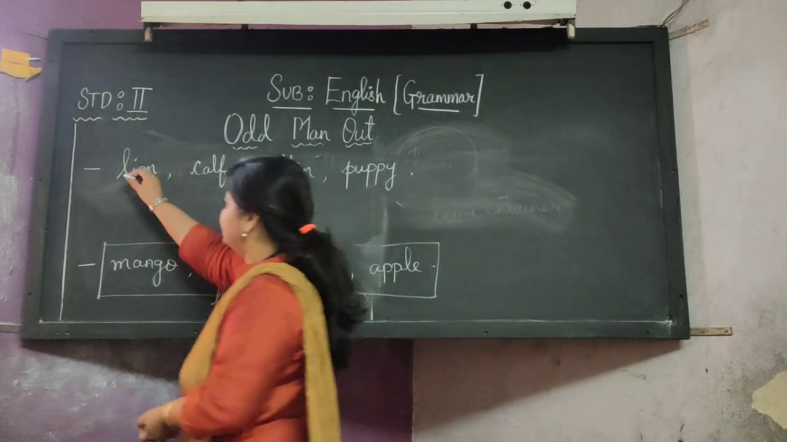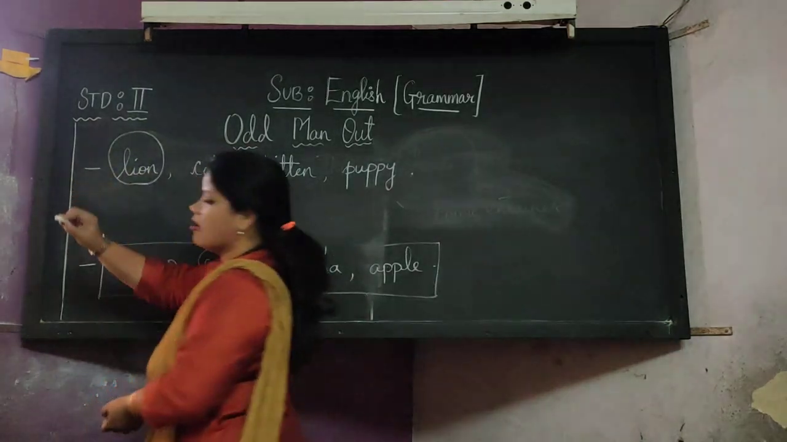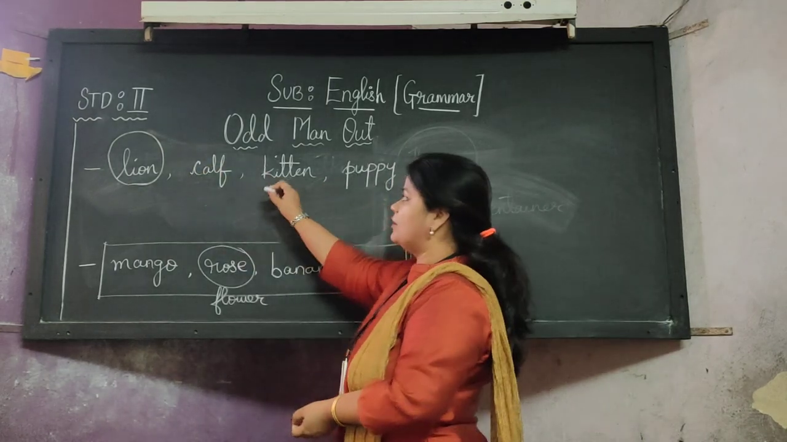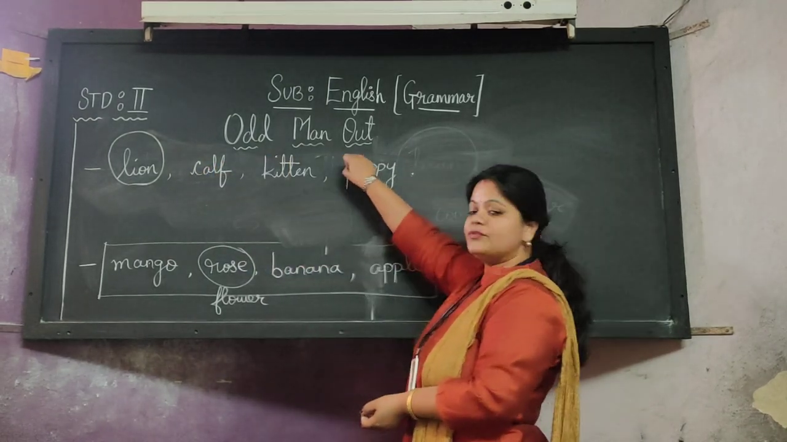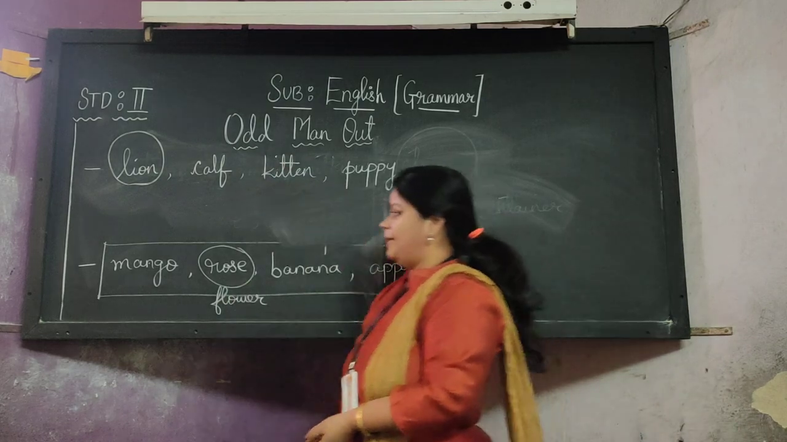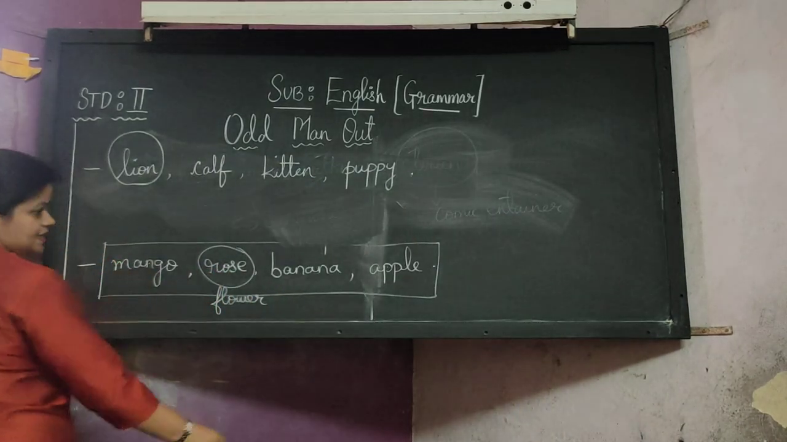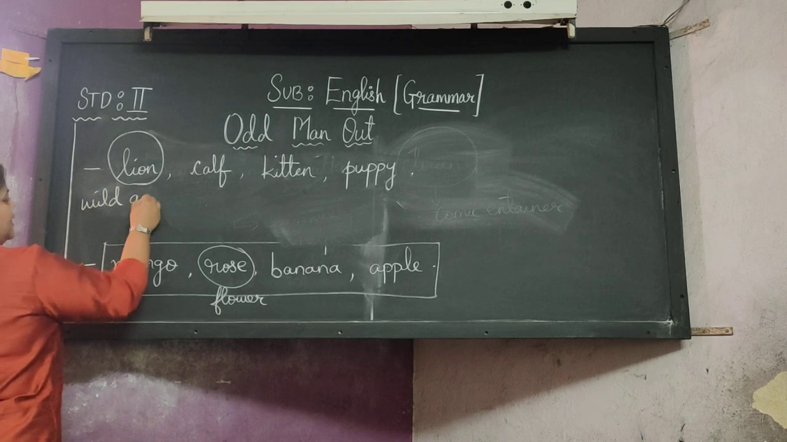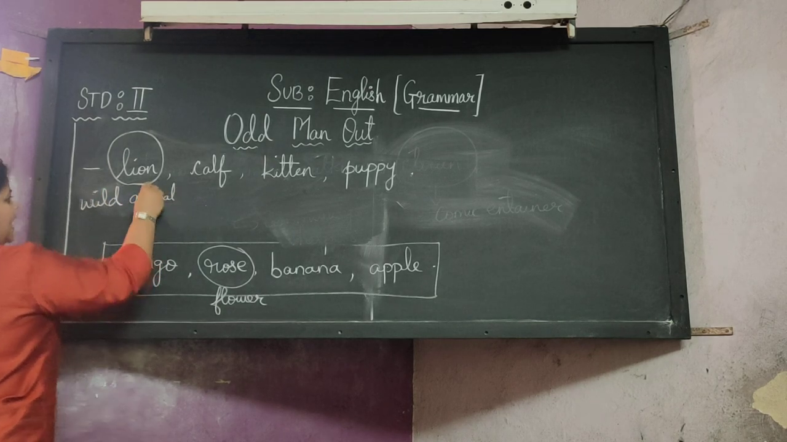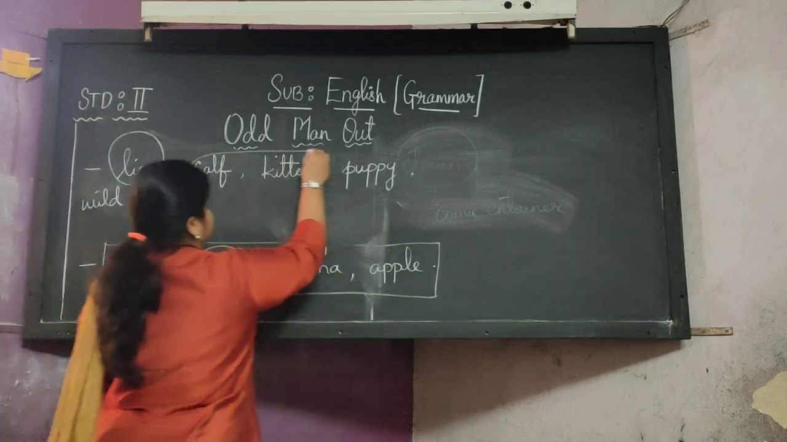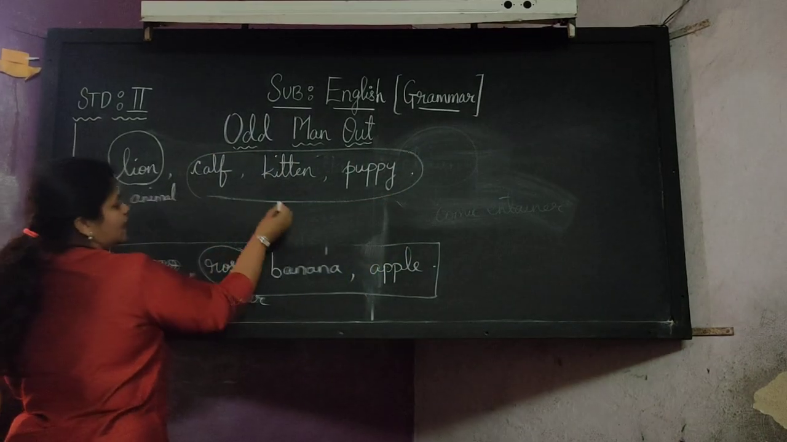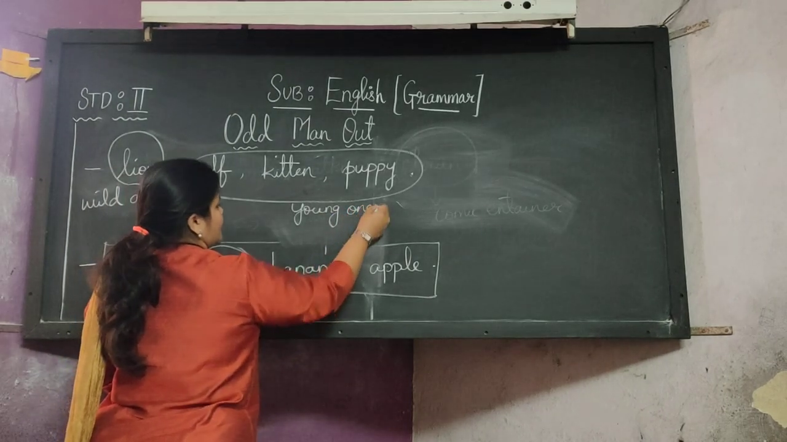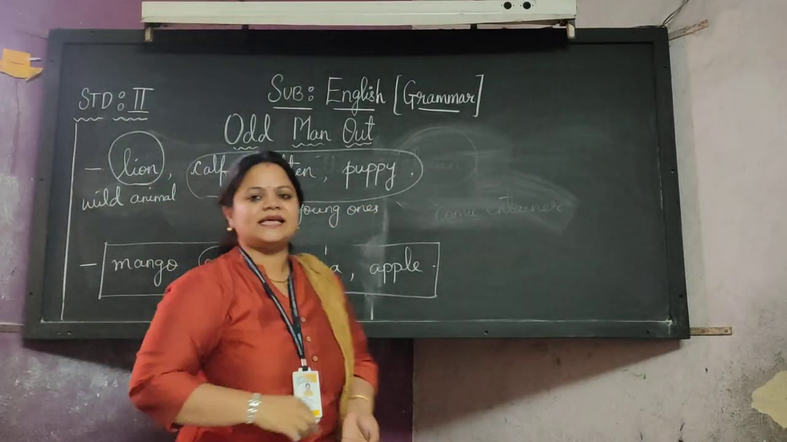Yes, right. Lion is an odd man out. And why is the lion an odd man out from among these groups? Because lion is a wild animal. Is it, students? Whereas all these are the young ones of animals. Yes or no?